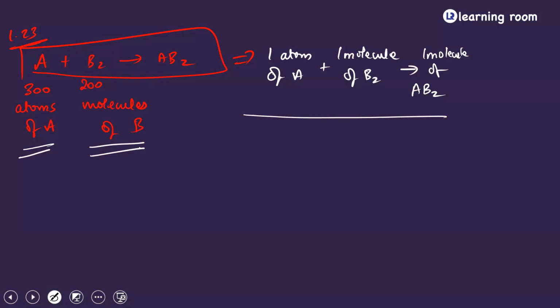So B2 is the limiting reagent. Clear? So for the first question, B2 is the limiting reagent. Now that I have given you some idea, I'll give you 2 minutes of time. Students who have not completed this homework, try finishing the remaining. Make it fast.